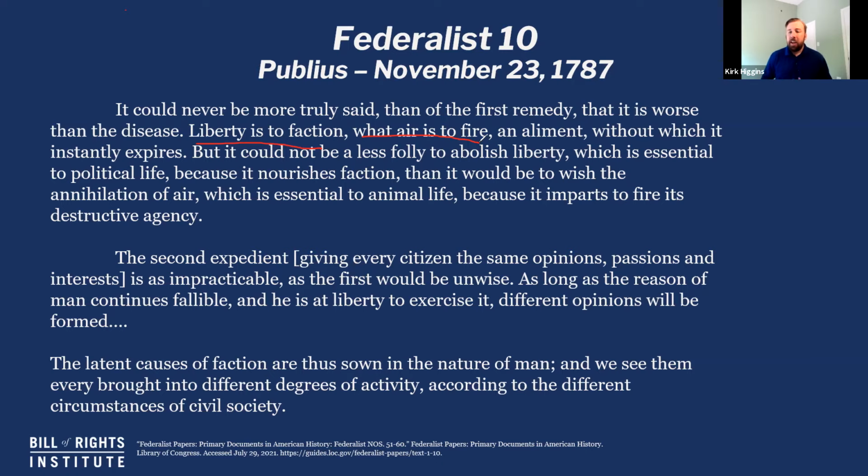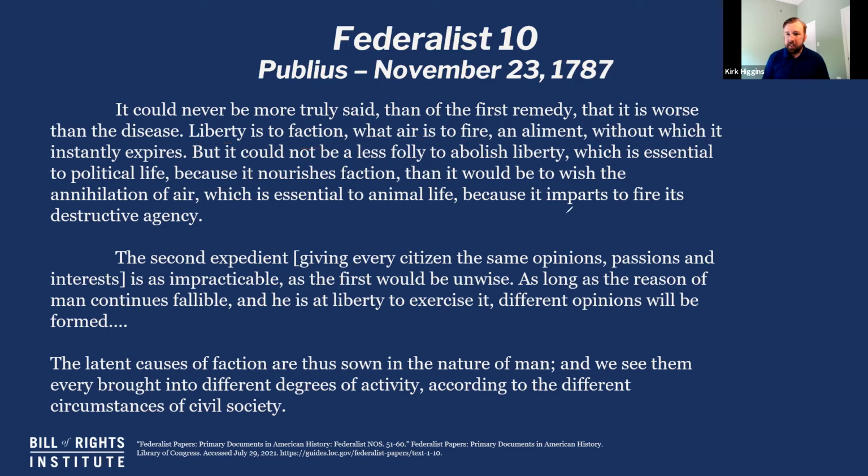In other words, if you get rid of liberty, you're getting rid of the essence of life, right? Like you get rid of air because you're worried about fires breaking out. You're not going to get rid of air. We need it to survive. Likewise, he's saying here, we need liberty. The whole point of this entire Constitution, this entire experiment in self-government, is to preserve and advance liberty. And to get rid of that would be horrific.